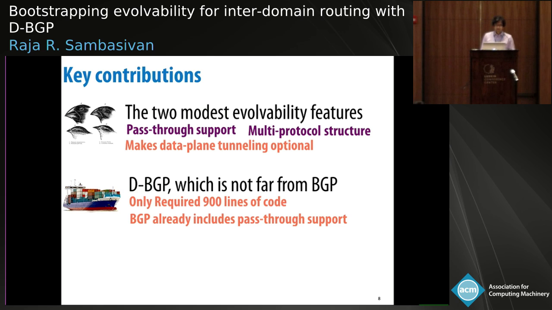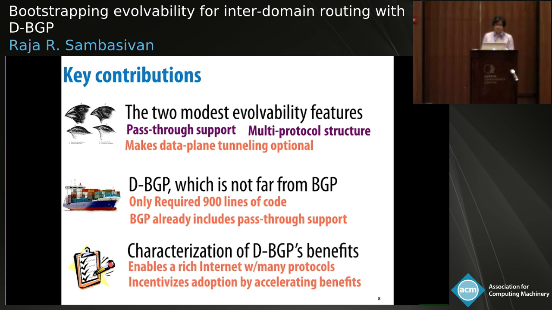Second, we designed and implemented a minimally extended version of BGP called Darwin's BGP, or D-BGP, that includes these features. One of the coolest results here is that it turns out that D-BGP is not that far from BGP today. For example, a basic implementation of D-BGP required only 900 lines of code in Quagga, an open source router. Also, BGP already includes one of the needed evolvability features, pass-through support, via its optional transitive attributes.